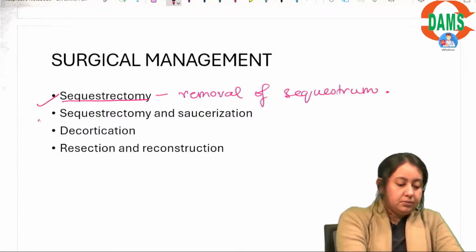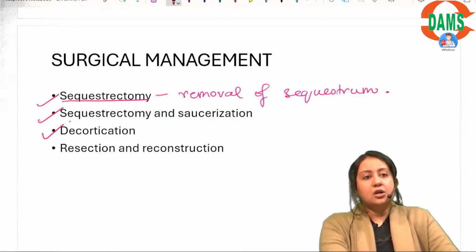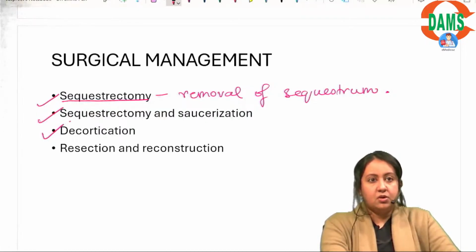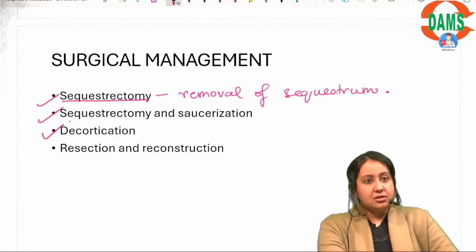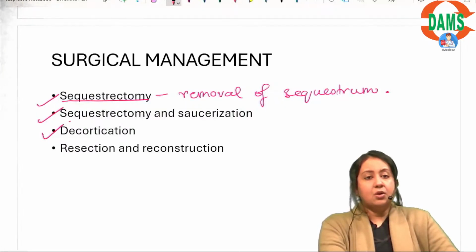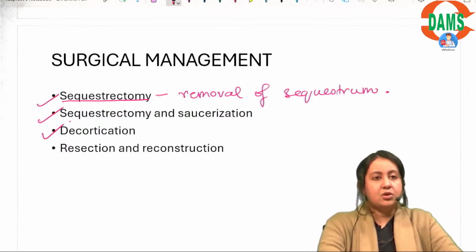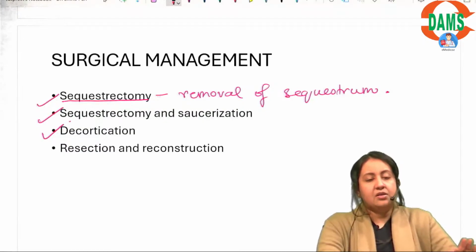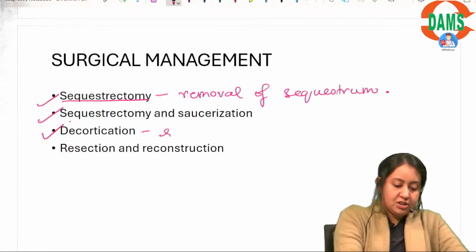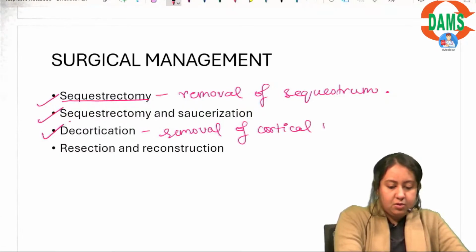Now the third one is decortication. In cases where the cortex is the problematic area, or where the involvement of the cortex due to osteomyelitis is very frank and evident, you remove that portion of the cortical bone. That is decortication. So decortication is nothing but removal of cortical bone.